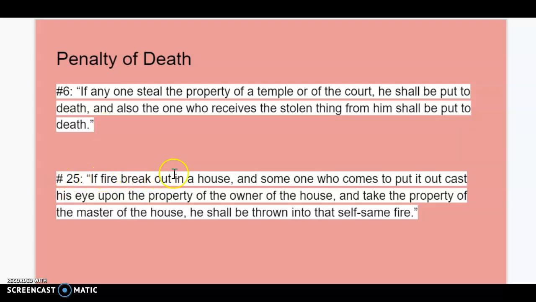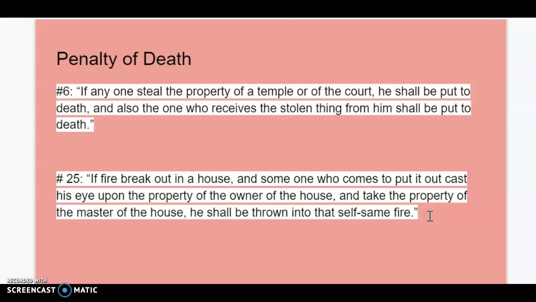If fire break out in a house, and someone who comes to put it out cast his eye, which means looks upon the property of the owner of the house, and take the property of the master of the house, he shall be thrown into that self-same fire. What that really means is, if you go and help somebody put a fire out in their home, and then you notice that they have valuables, and then you go back or you steal something at that time, then they will throw you in that fire.